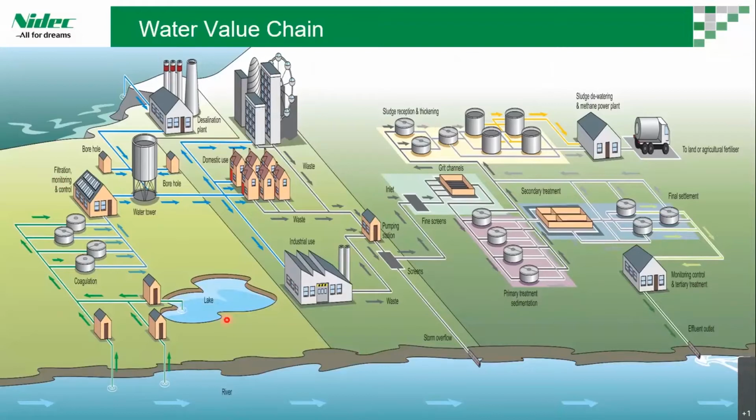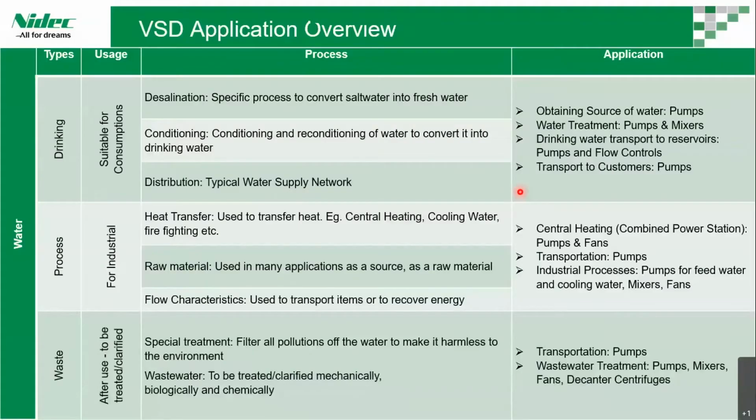So how the typical pictorial looks like, we can see here there's a river, and these are the pumping station and desalination plant used for domestic use, and for industrial use again we are going for the treating purpose.